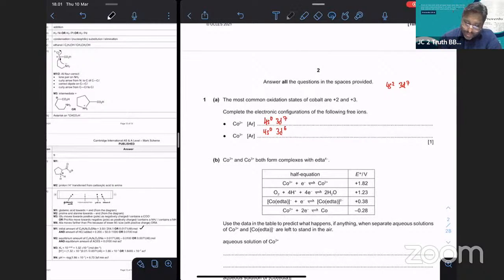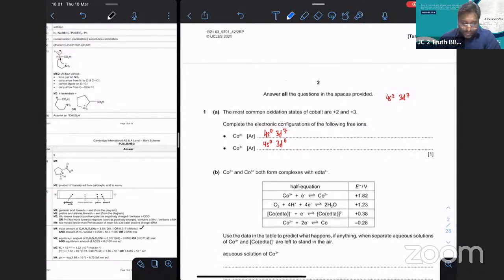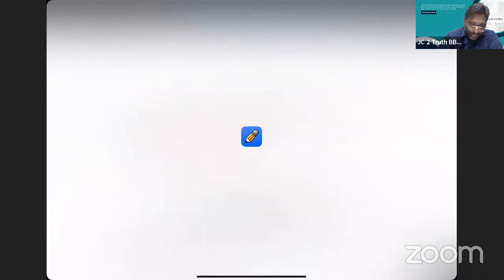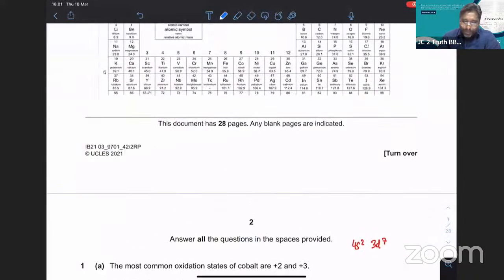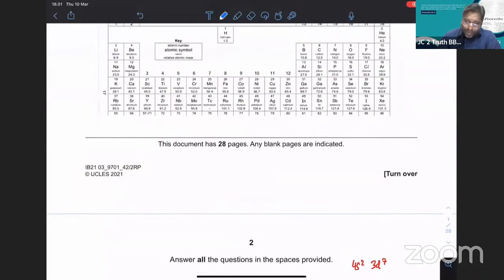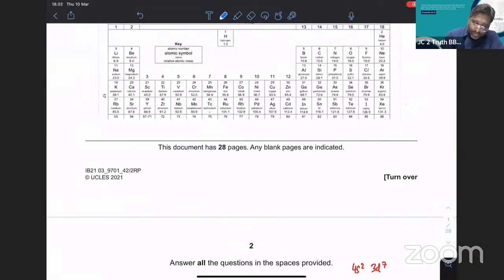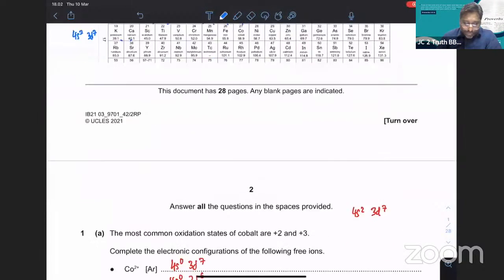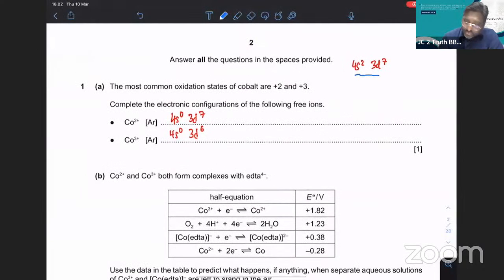the most common oxidation states of cobalt, which are +2 and +3. Complete the electronic configuration of the following free ions. If you want to write down the electronic configuration for cobalt, it is going to be 4s2, and then 3d 1, 2, 3, 4, 5, 6, 7. So 3d7. So it's going to be 4s2, 3d7.